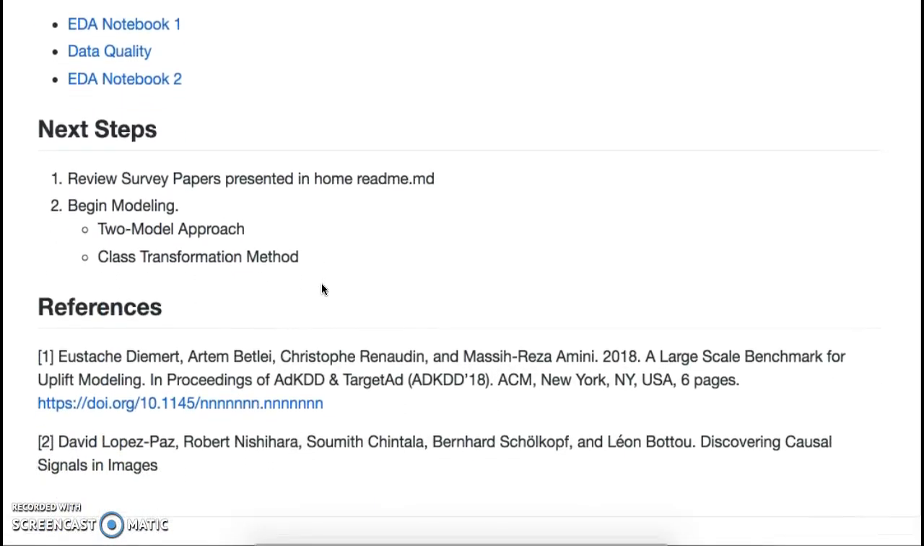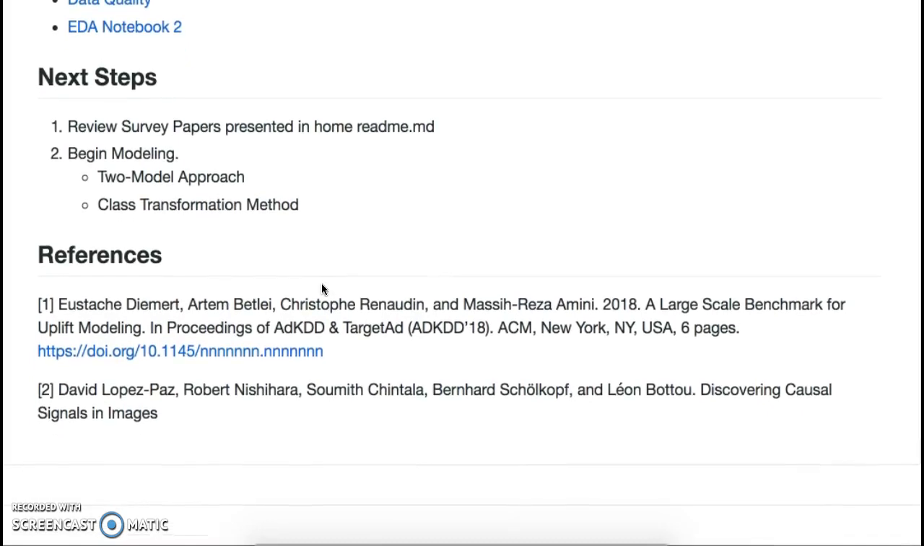Finally, for next steps, we have a number of survey papers around uplift modeling that we're going to read. If anybody's interested, those can be found in the homepage of the repository. And then we'll begin modeling. Modeling basically has two main approaches. The two-model approach, where you break the data set into a treatment group and a control group, and you build two models, one to predict the conversion variable for the treatment, and one to predict the conversion variable for the control. Once you have those models, you subtract them to come up with the uplift.